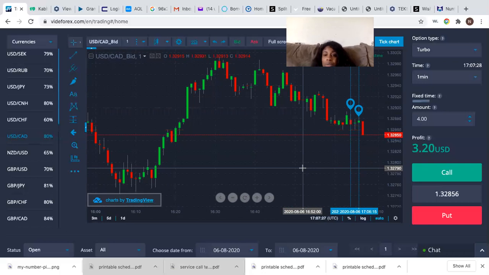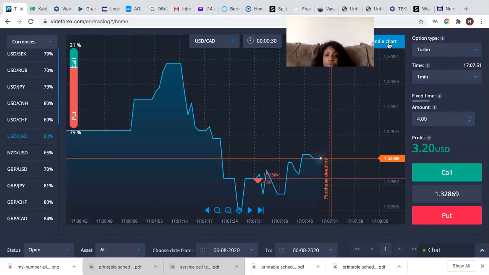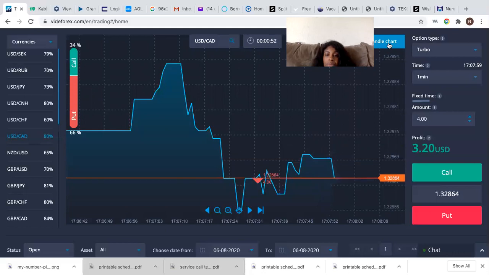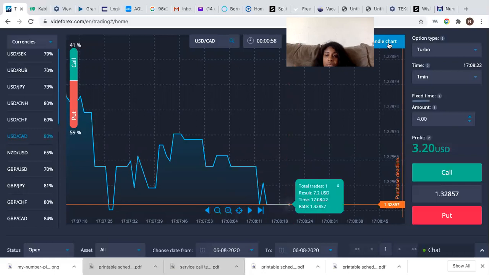Let's see if it breaks here. It's really close. Yep, it broke. Okay, so I'm gonna go ahead and enter a put right there. And let's watch it from the tick chart and see. And there you have it. I won the trade.